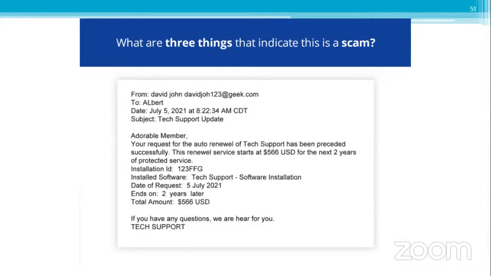Now, what 3 things indicate that this email is a scam? Which email is a scam? What 3 things indicate that this email is a scam?